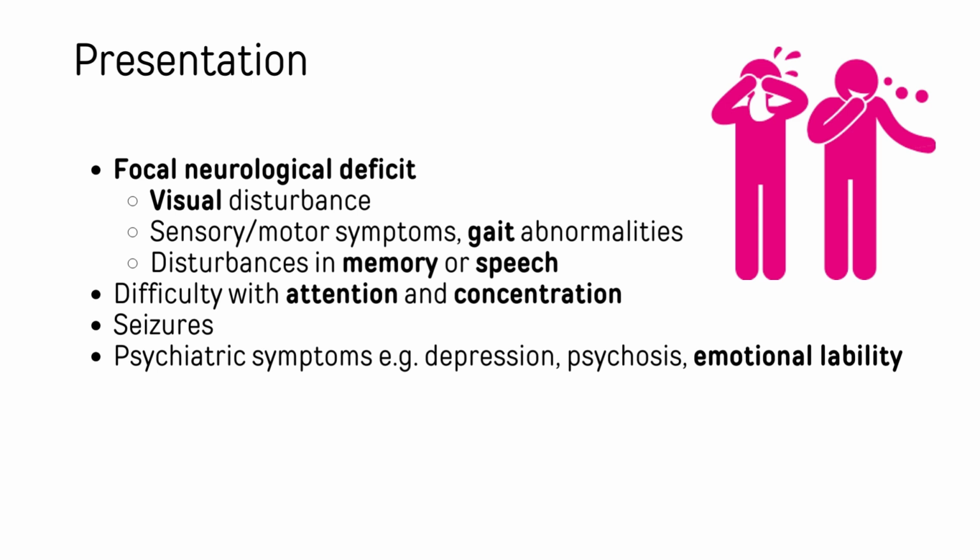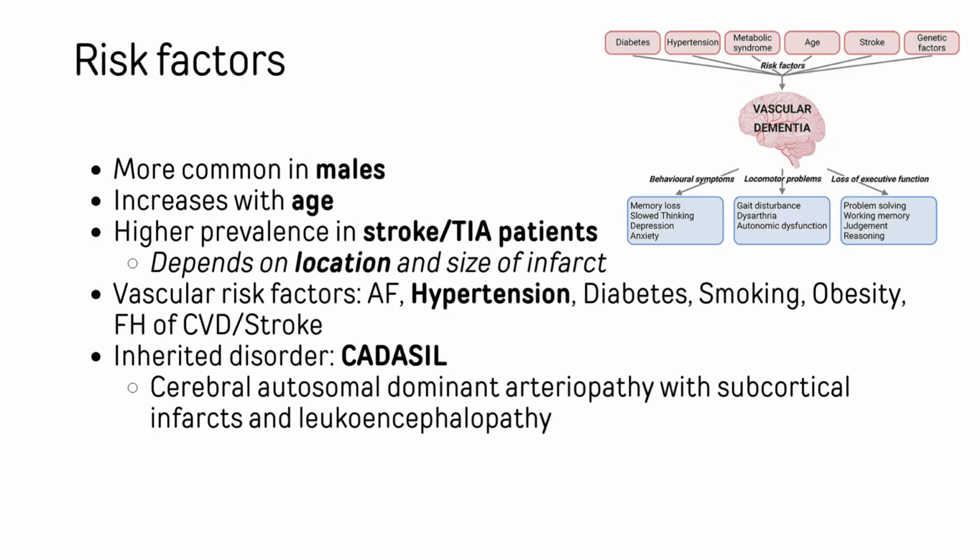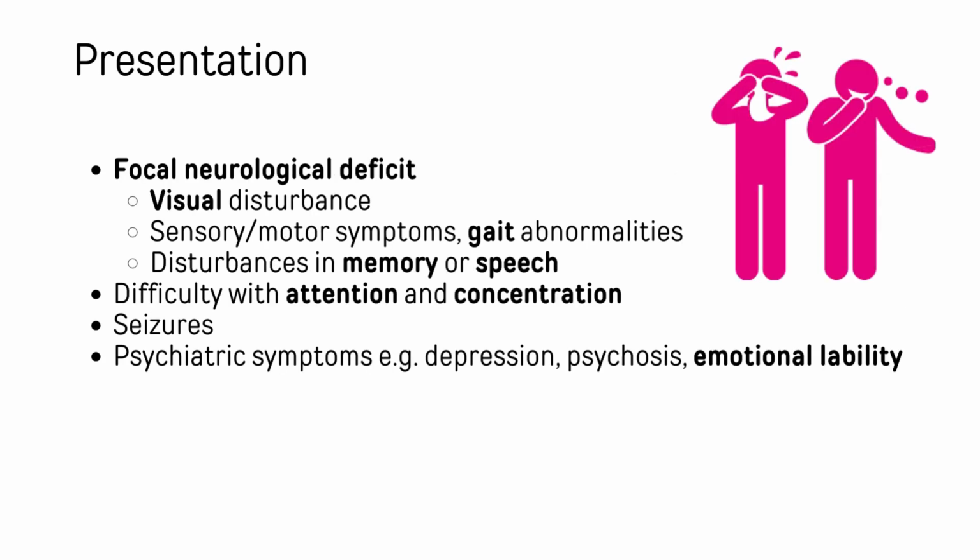Now, in terms of presentation, as I said, there's a range of behavioral, locomotor, and loss of executive function. Other common ones to keep an eye out for are focal neurological deficits, visual disturbances, gait disturbances, disturbances in memory and speech, attention and concentration, seizures, and psychiatric symptoms such as depression, psychosis, and emotional lability. Emotional lability is usually when there are rapid and often exaggerated changes in mood and very fluctuating strong emotions and feelings. For example, the patient can go from uncontrollable laughter to crying, as well as heightened irritability or temper.